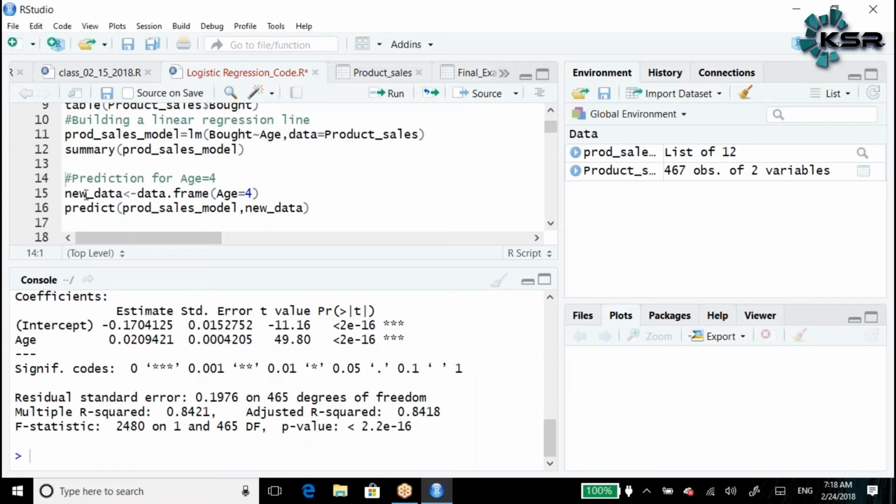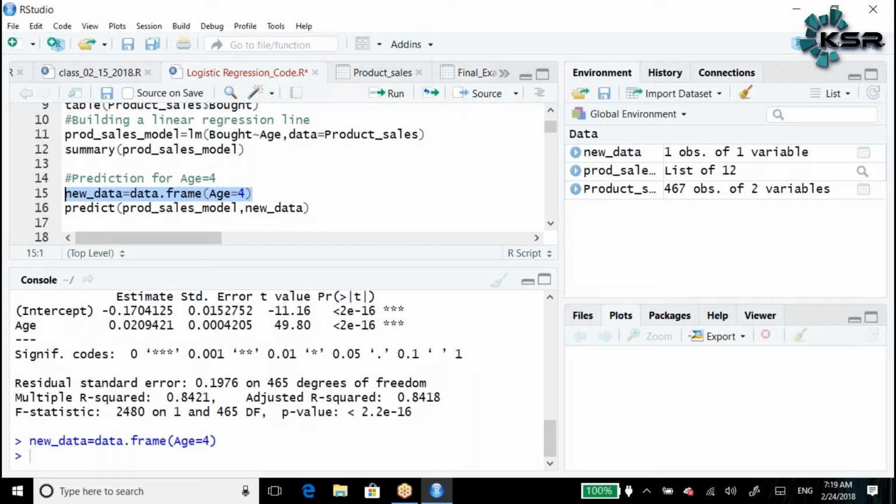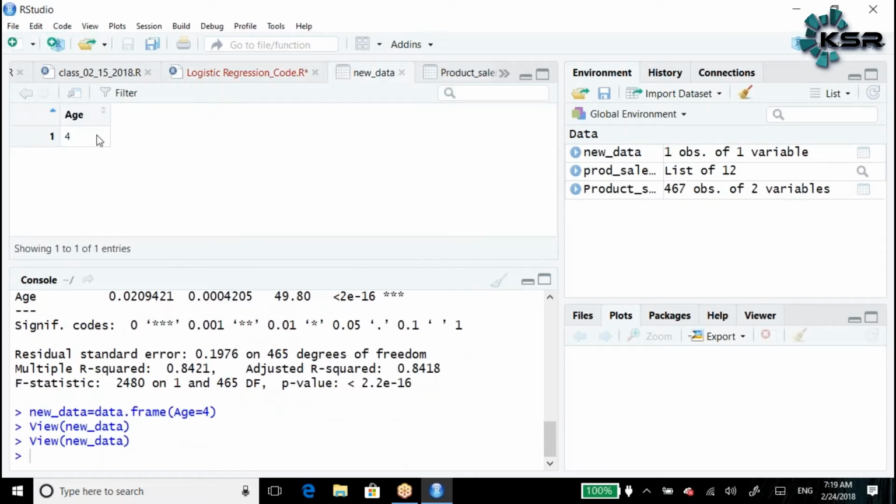new_data, I am just creating, is equal to data.frame, age is equal to 4. That means I am creating a new table. In the new table we are assigning age is equal to 4. We are creating a new table with the name new_data. Here you may get the doubt: when age is equal to 4, we would like to predict the probability of whether the customer will buy the product. So now let me go with one example very clearly.